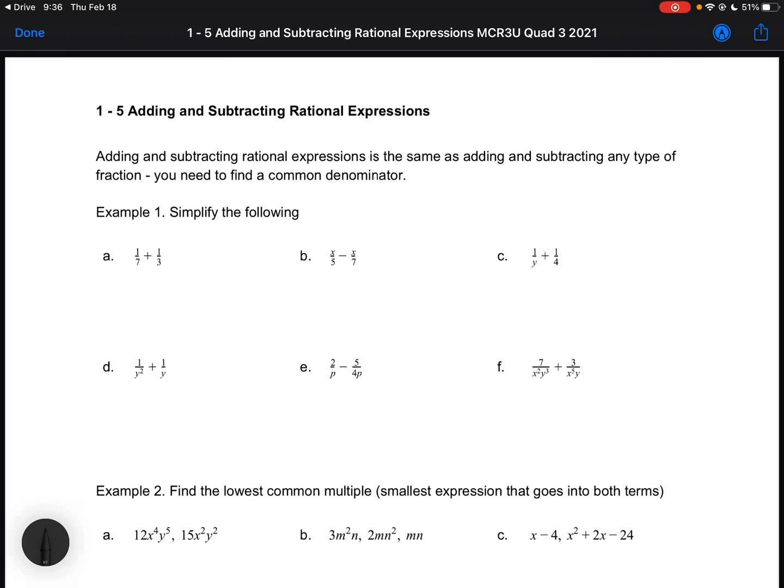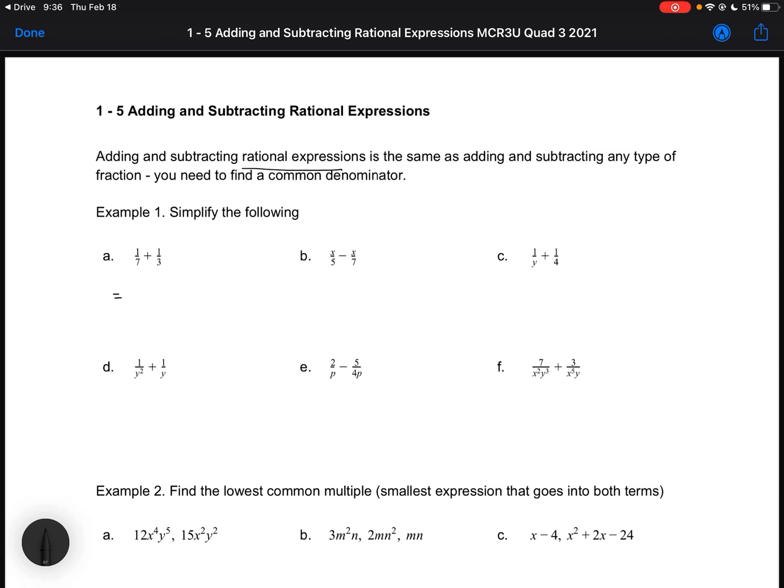This video goes over adding and subtracting rational expressions. Adding and subtracting rational expressions is the same as adding and subtracting any type of fraction. You need to find a common denominator. So let's do some practice with numbers and then we'll work our way up to variables.